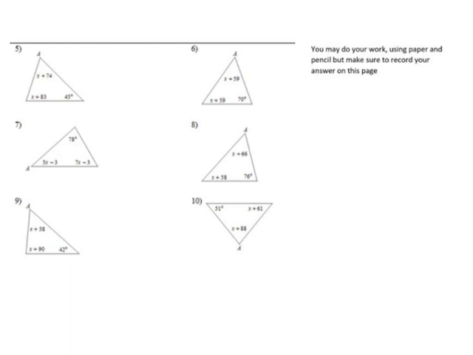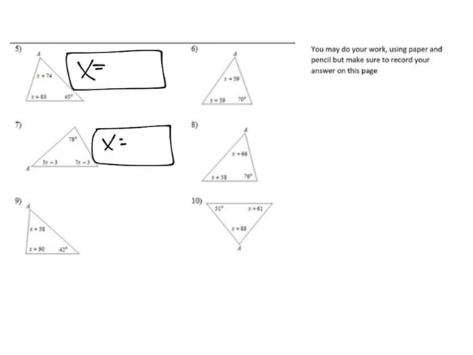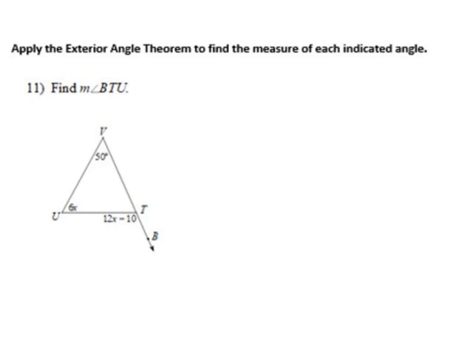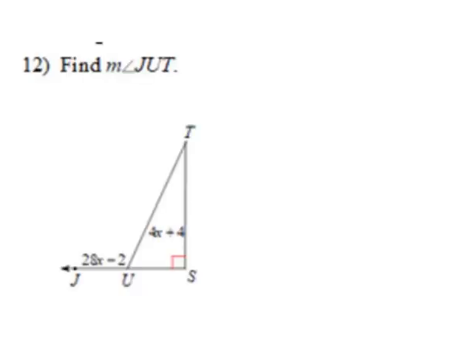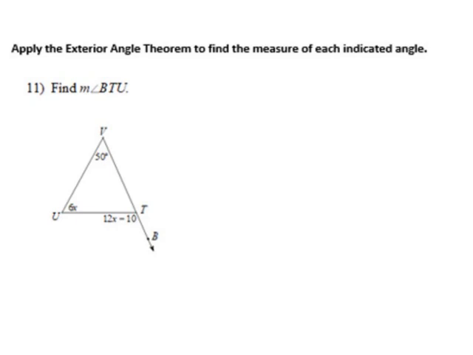5 through 10. You may do your work using paper and pencil, like in your notebook, but make sure to record your answer on this page. So here, again, I would write x equals whatever your answer was, and you'll do that for here, here, here, and here. Okay, let's go to the next page for directions. Actually, we'll do this one together. We'll work the exterior angle theorem questions, number 11 and 12, I believe, together, and then you'll try the other ones on your own.